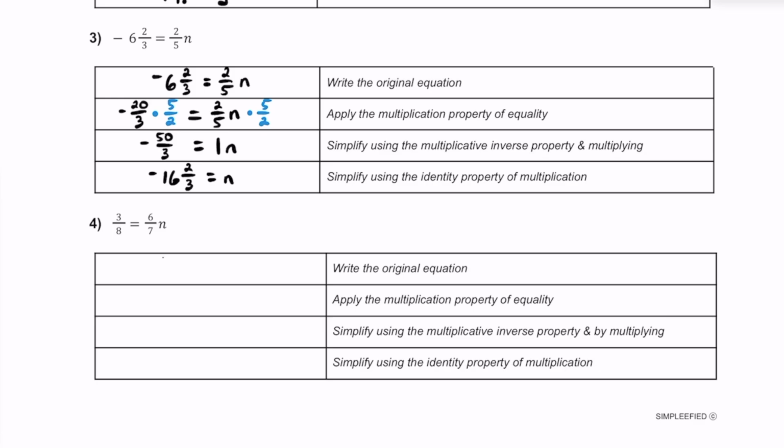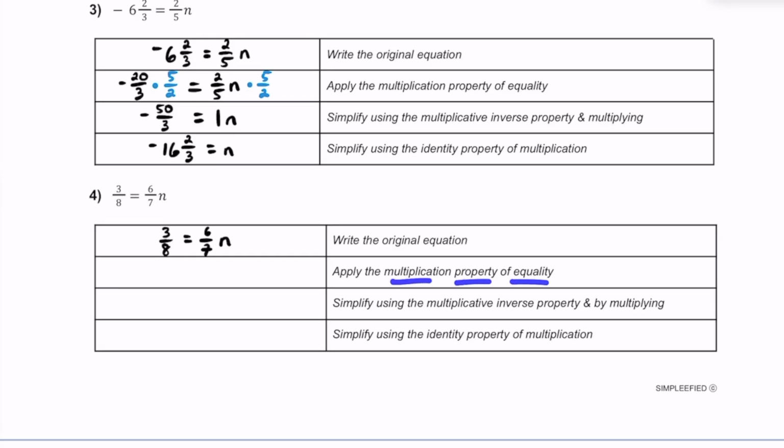Let's write down the original equation here. We have 3/8 is equal to 6/7 of some number here, some number n. So that's the original. Now let's go ahead and use the multiplication property of equality. This is very similar to the last example, just a little bit more practice.